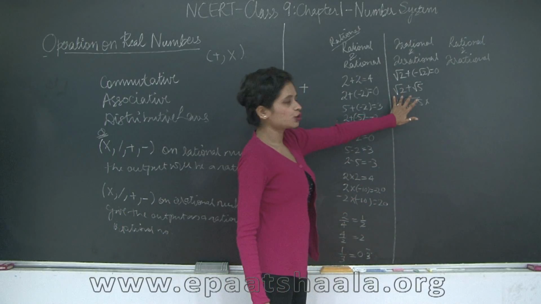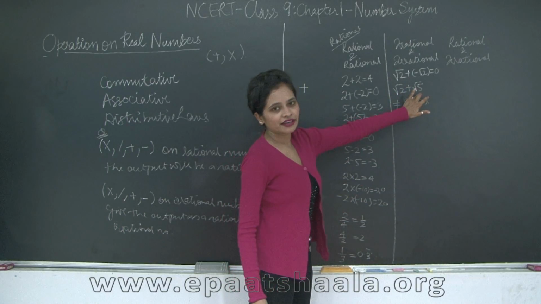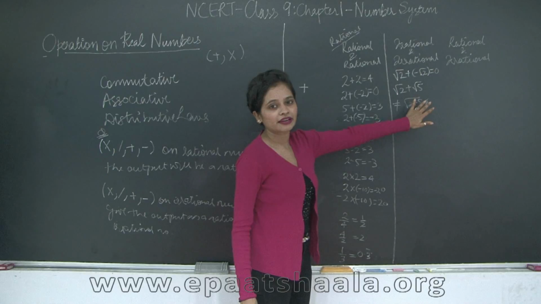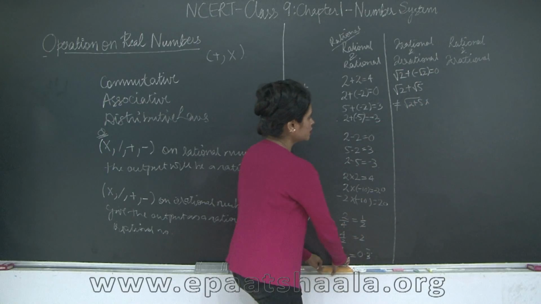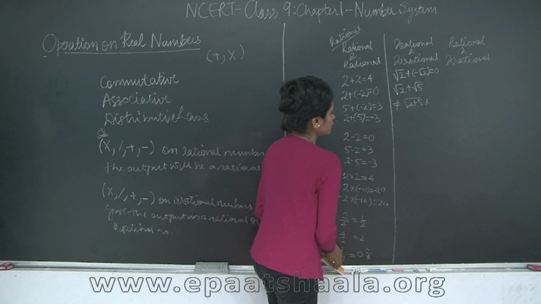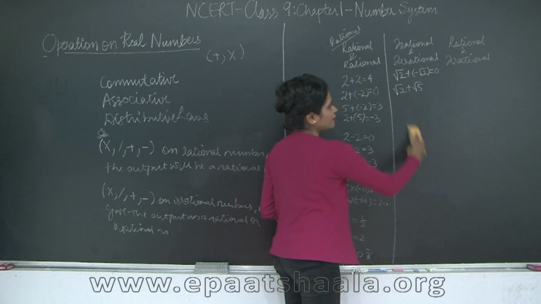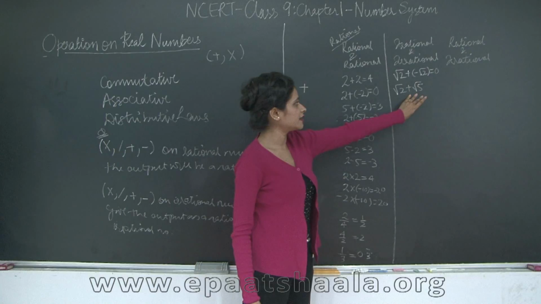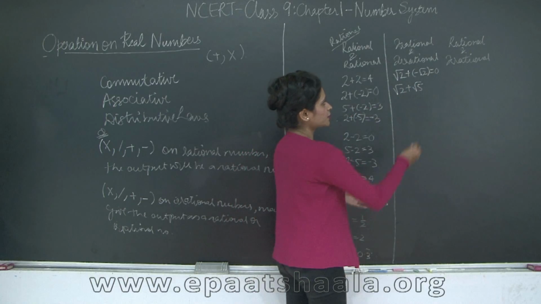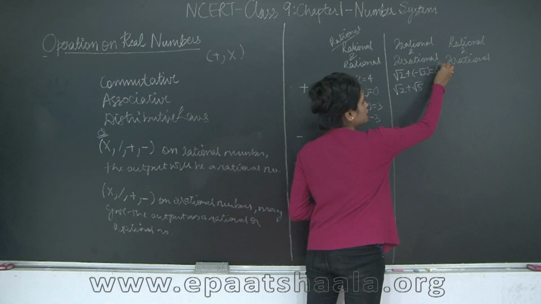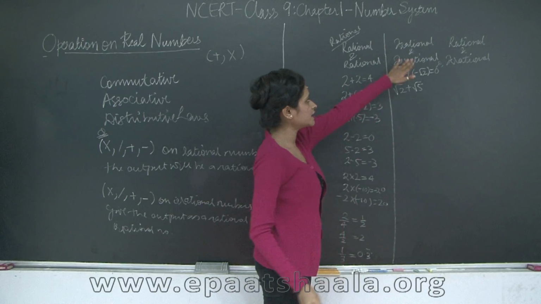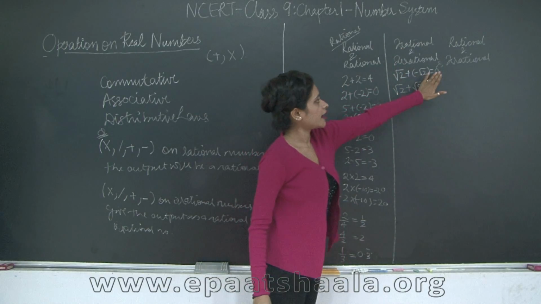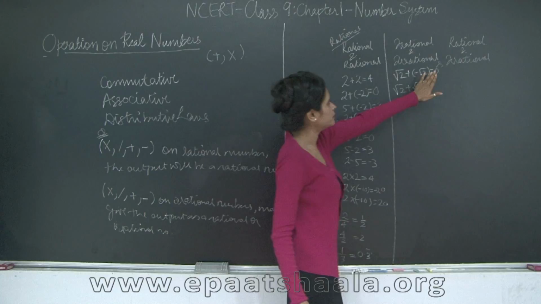Why? Because root 2 you can say is an apple and root 5 is a banana. So you can't really add an apple and a banana. So the output here is root 2 plus root 5 itself. Both of these are irrational numbers, therefore the output is going to be irrational. So did you notice that we have a combination of a rational number and an irrational number? So irrational and irrational would give you a rational number or an irrational number.